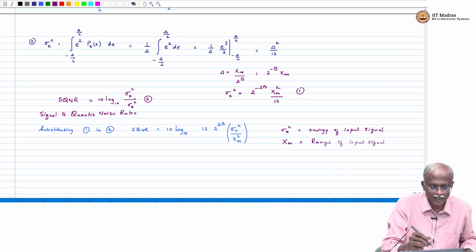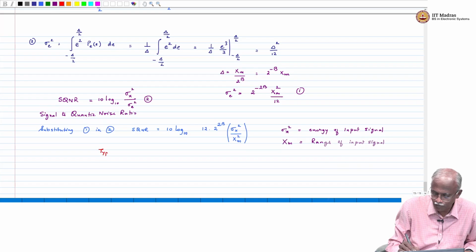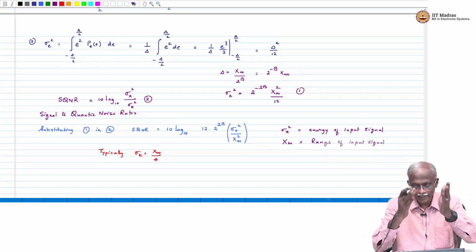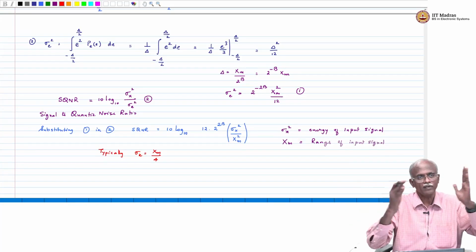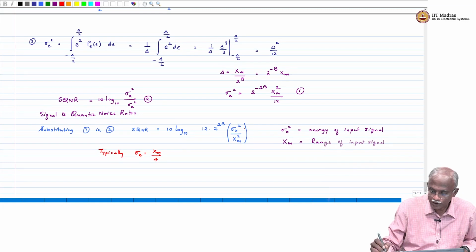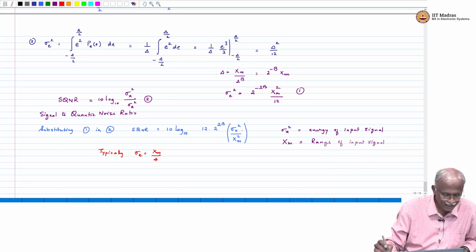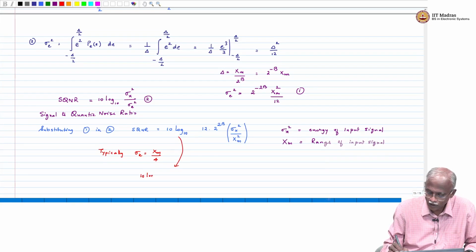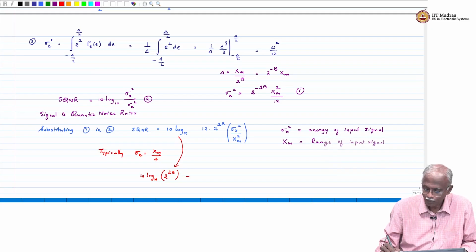To be on the safe side, we usually design the signals in the following manner. Typically, we design sigma x to be equal to xm divided by 4, a factor of safety. Basically, you want the standard deviation of the signal, or the signal power, to be well within xm squared. Now, if you substitute this back into this expression, you will get a very interesting result. Let us first simplify this expression. What you get is 10 log base 10 of 2 power 2b, plus 10 log base 10 of 12.